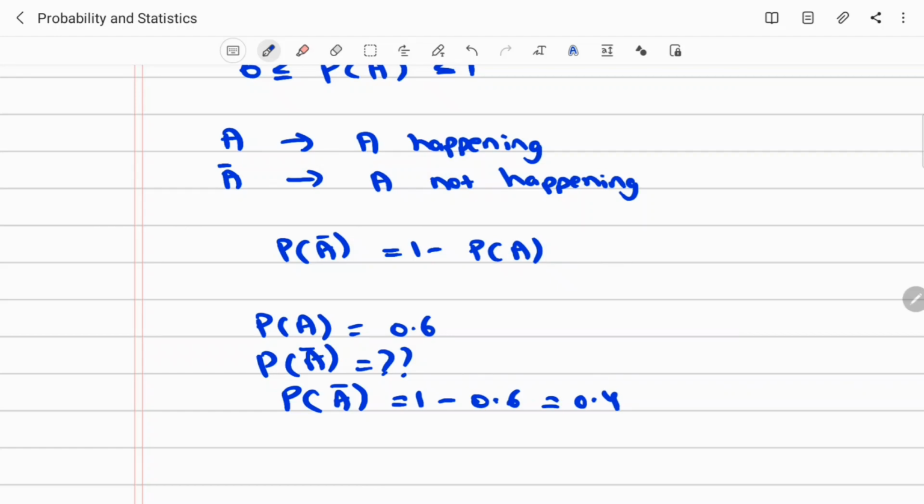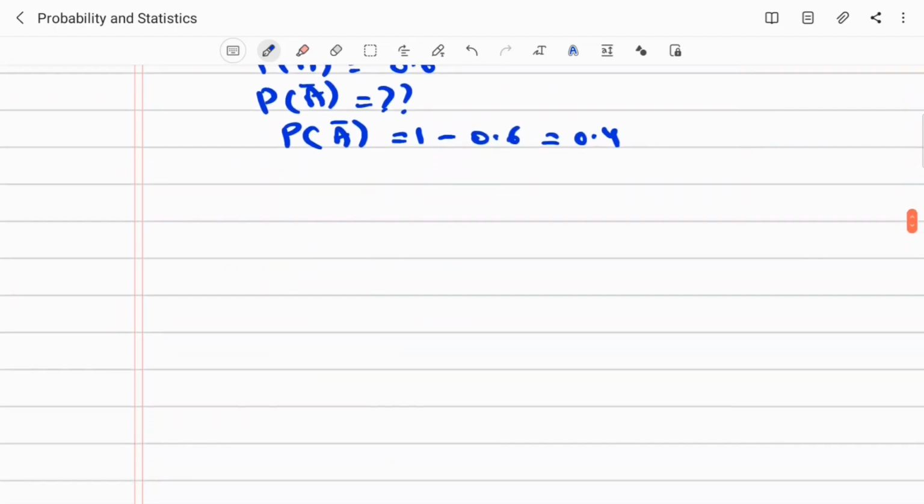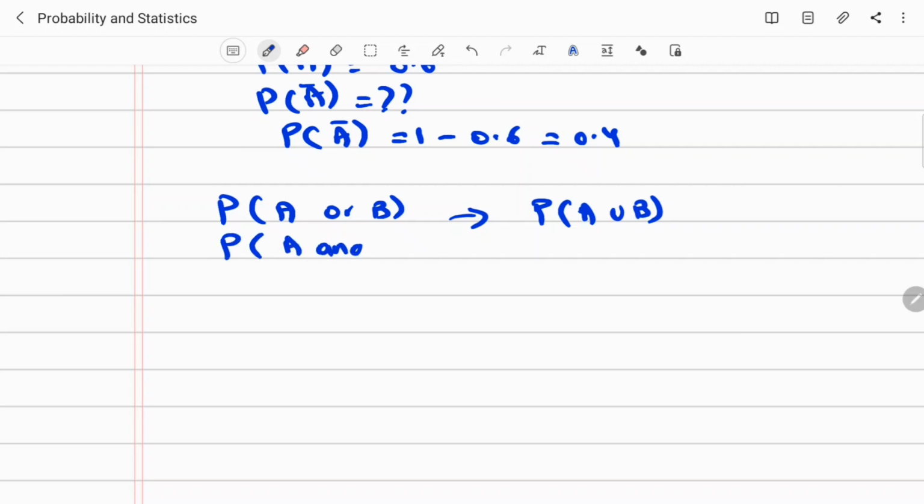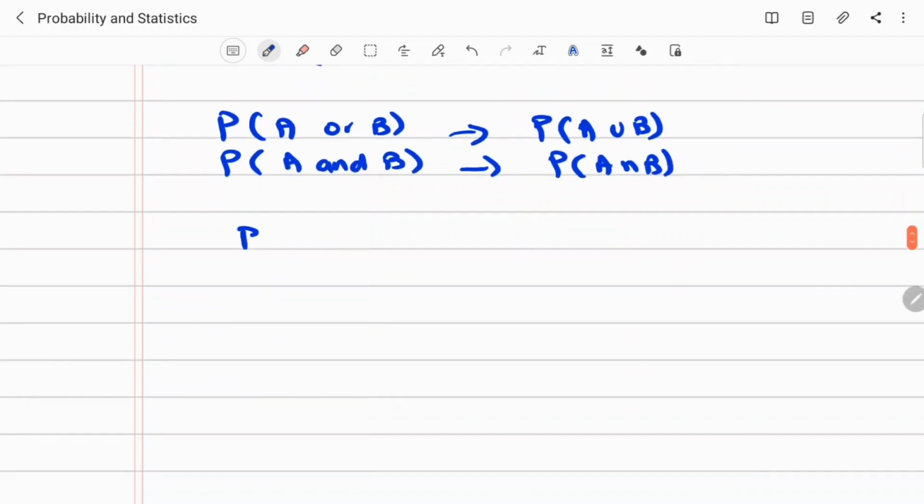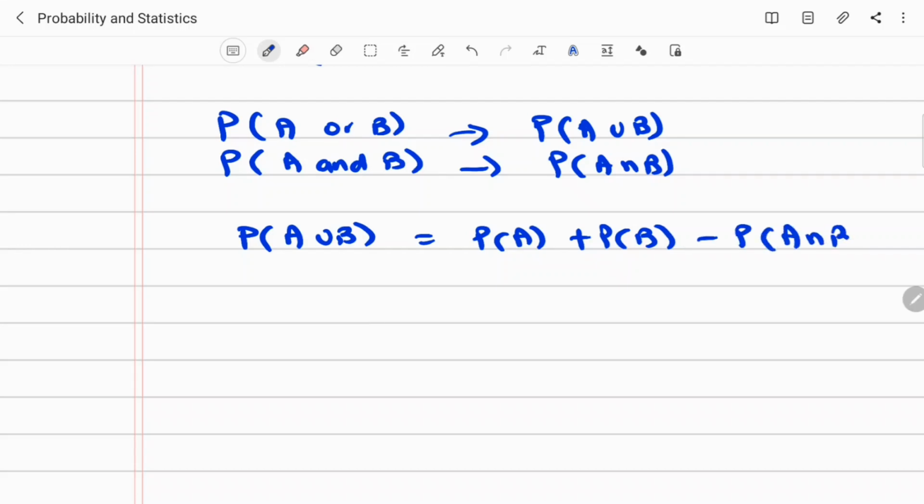Now we are going to learn about some relationships that exist between union and intersection. When I say probability of A or B, this usually means probability of A union B. If I say probability of A and B, that would mean A intersection B. Now, what is the relationship? Probability of A union B is probability of A plus probability of B minus their intersection.